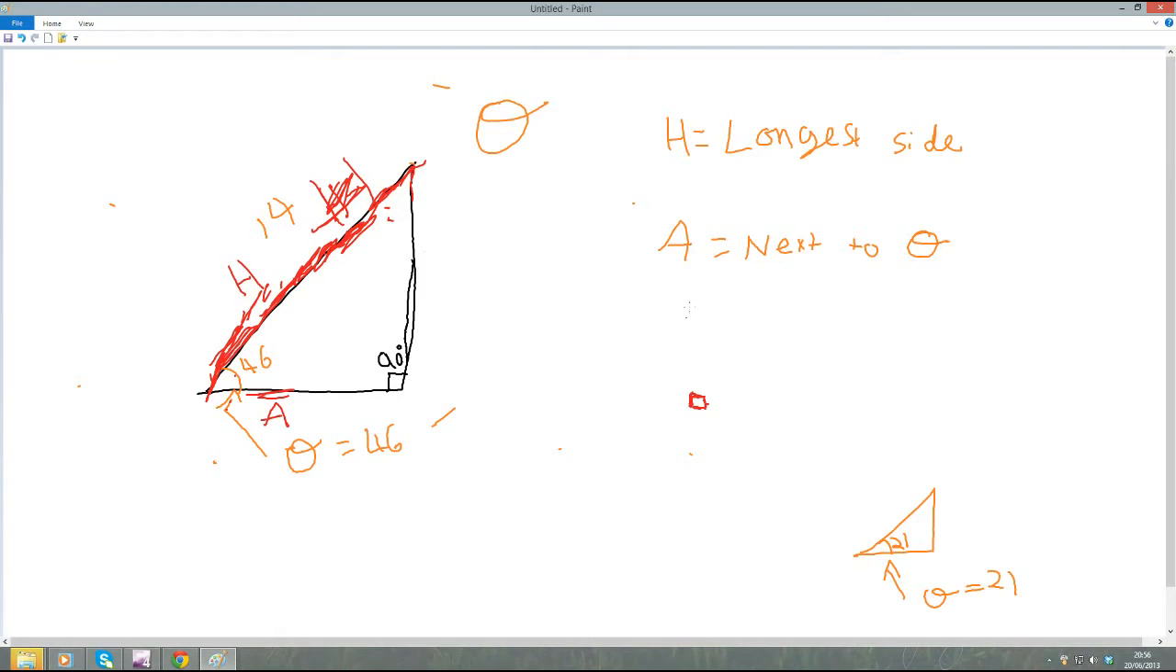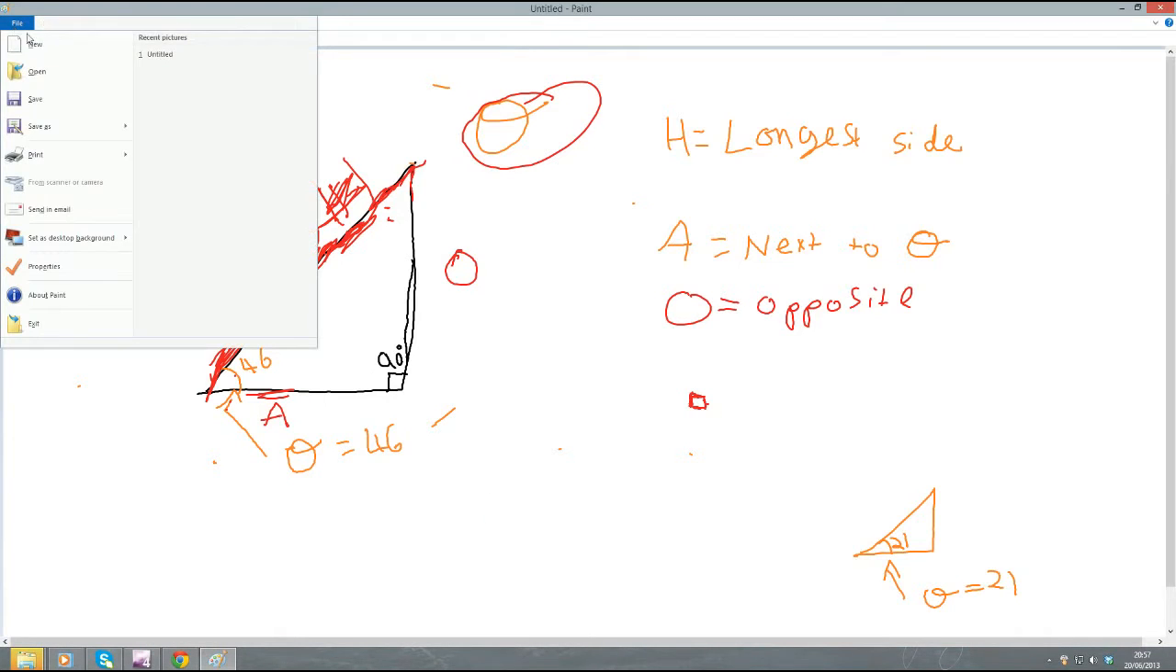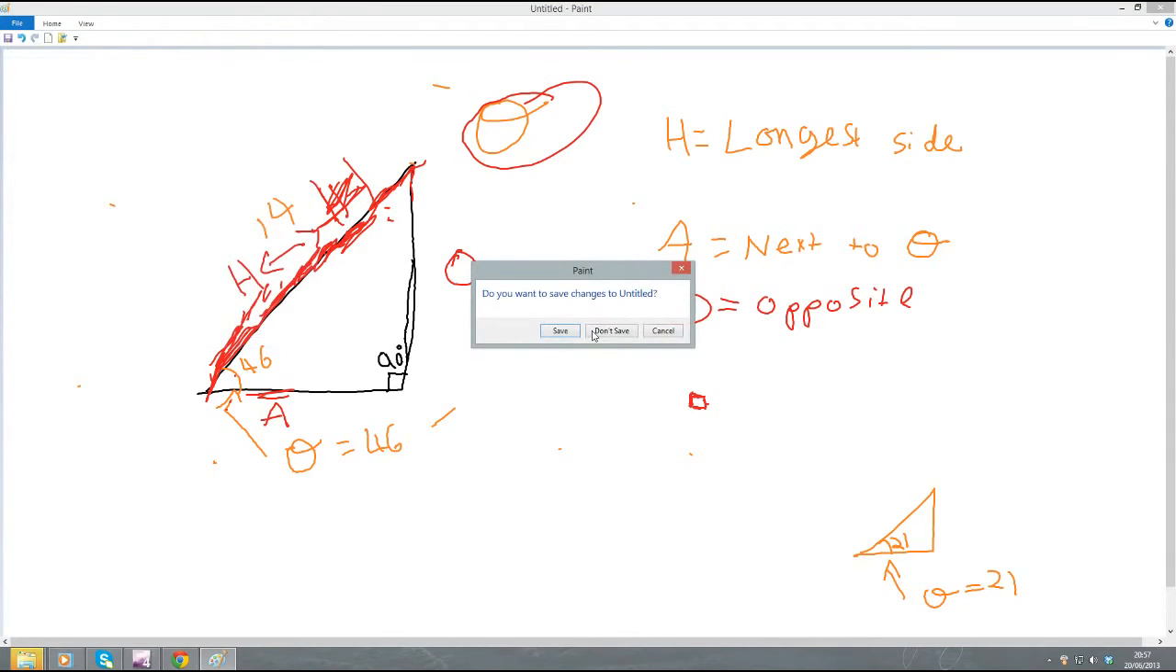And because O stands for opposite, and as I said before, it's all built around the theta, opposite the theta is O, so that's how you work O out, and you can just say that O is the last one remaining and there's one last side. So yeah, that's 14, that's 46. Now, to work out, let's draw it again, not enough space.